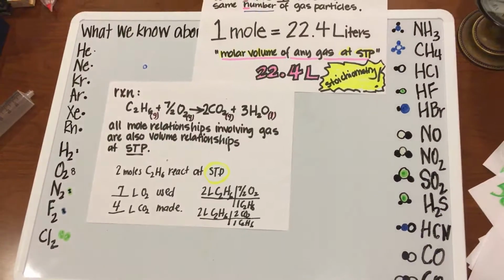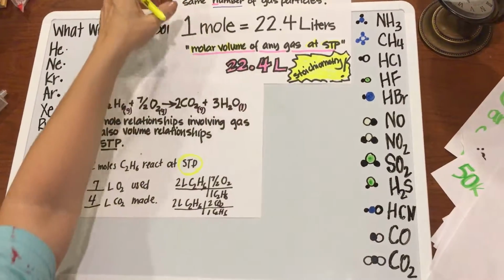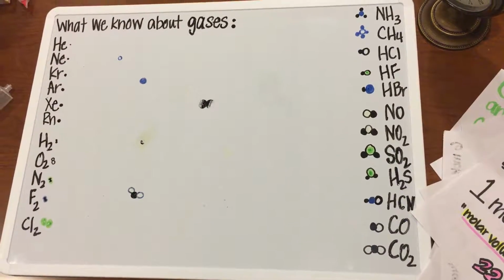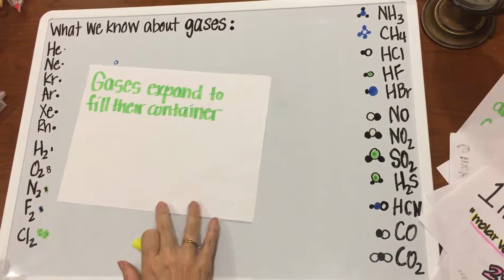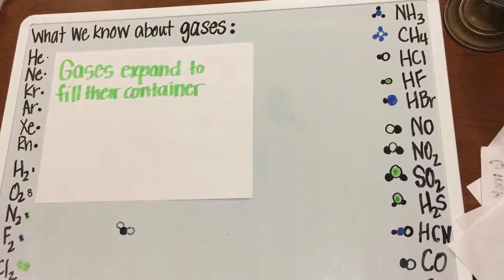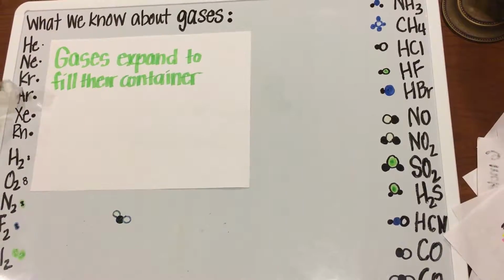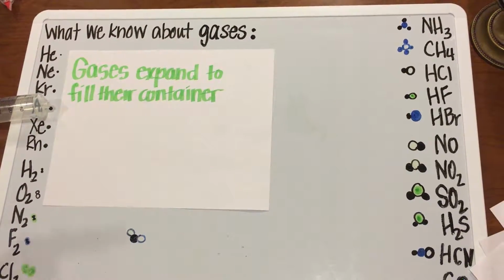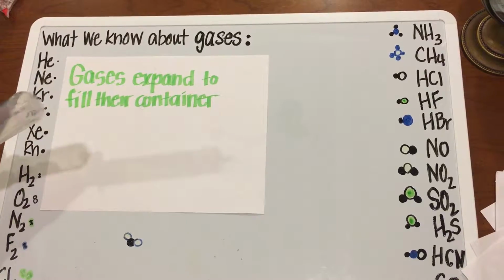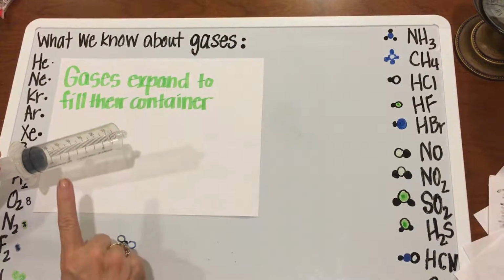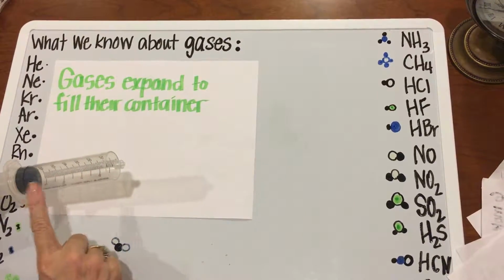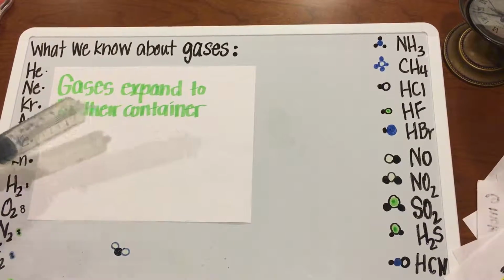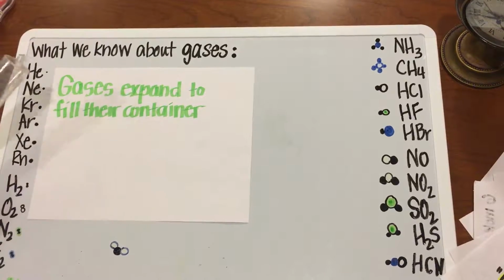Now, there's one more problem I want you to take a look at. And it comes from this knowledge of what we know about gases. We can all imagine and we can all agree that gases expand to fill their containers. So if I put some gas in a container, everywhere inside the container there will be gas molecules. There won't be pockets of empty space. They will be evenly distributed because they will expand to fill the container.